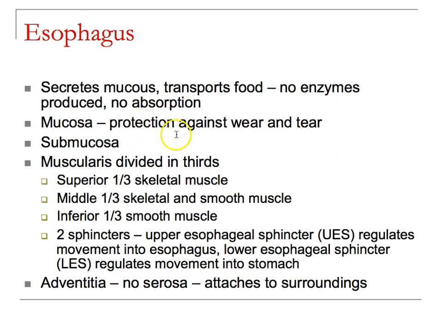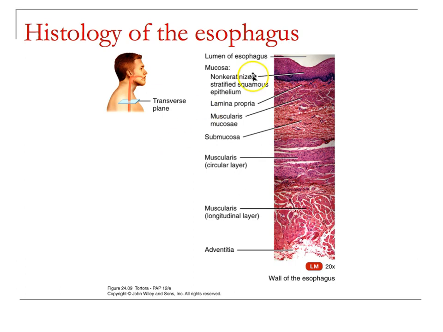And it has a mucosa to protect against wear and tear, and it sits on top of a submucosa. The muscularis, meaning to propel materials through, you'll see the photomicrograph in a moment. The superior 1/3 is skeletal muscle, translated into this is voluntary. Middle 1/3 is skeletal and smooth muscle, partially voluntary, partially involuntary. The inferior 1/3 is smooth muscle, which means we have no regulation over it all. The lower esophageal sphincter regulates movement into the stomach, and it's attached to the surroundings, meaning the back of the trachea, using an adventitia.